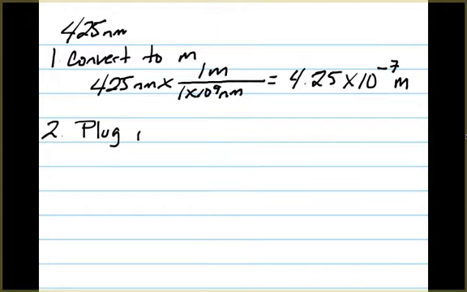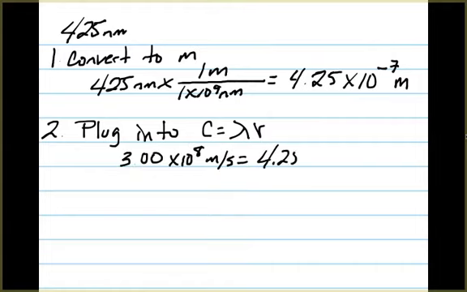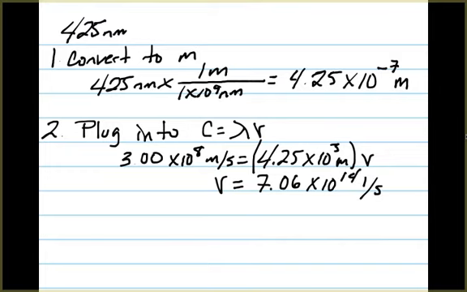The next thing you're going to do is plug into c equals lambda nu. So speed of light equals wavelength times frequency. Speed of light is 3.00 times 10 to the 8th meters per second. Plug in our wavelength and we solve for frequency. Our frequency, in this case, ends up being 7.06 times 10 to the 14th 1 over seconds. You're going to do that a total of 9 times, 3 times for each of the elements.